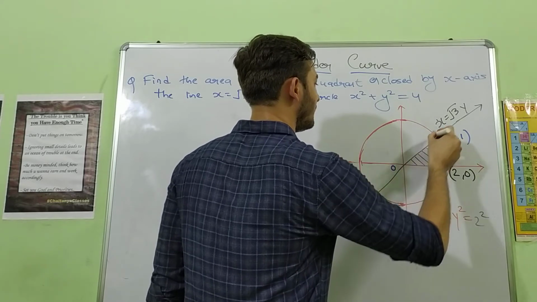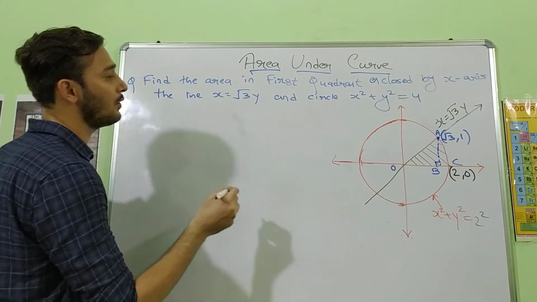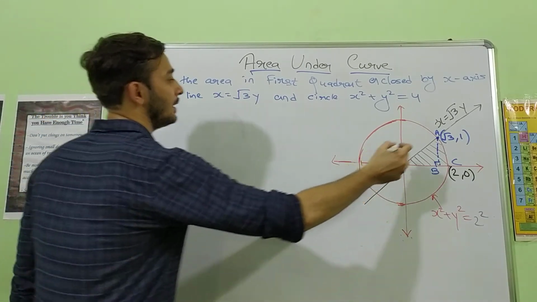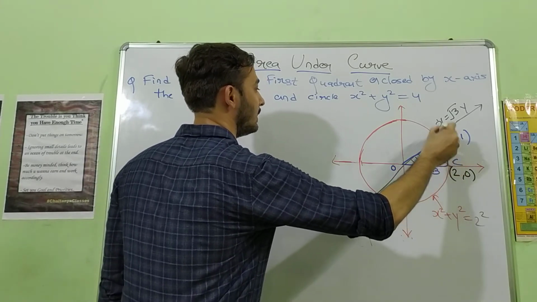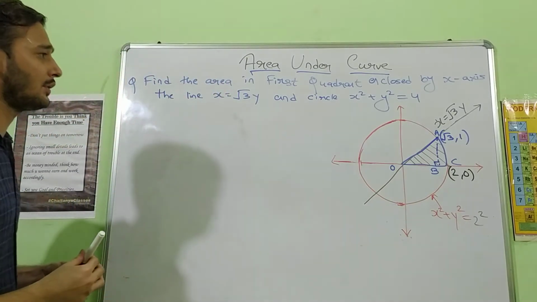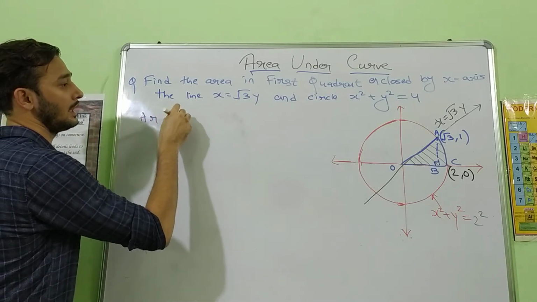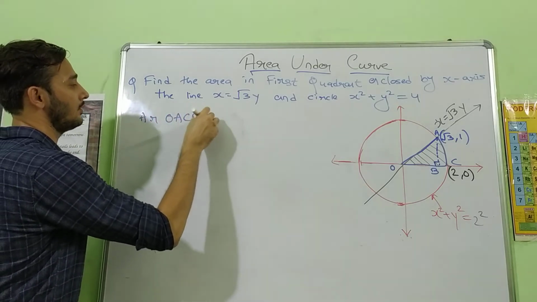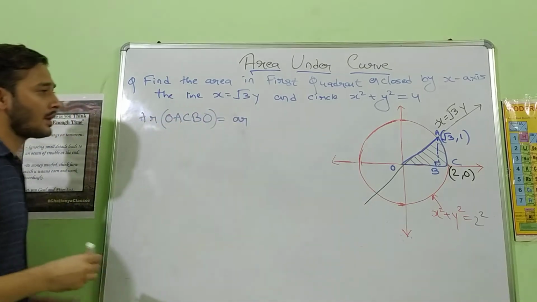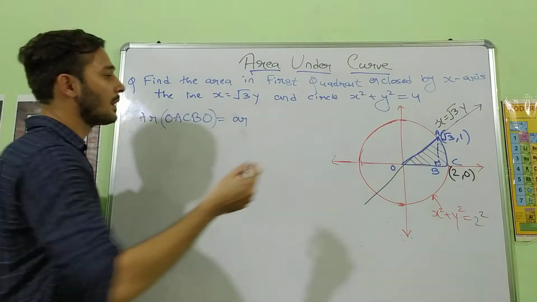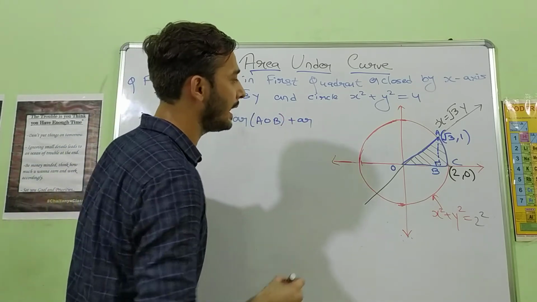So what to integrate? See, I can draw a perpendicular from here. Now let this be O, this be A, B, C. I have to find area OAC. This area OACO is the required area I need to find. So what can I do? Area OACBO will be equal to area AOB plus area ABC.